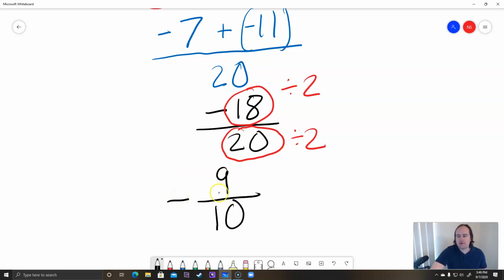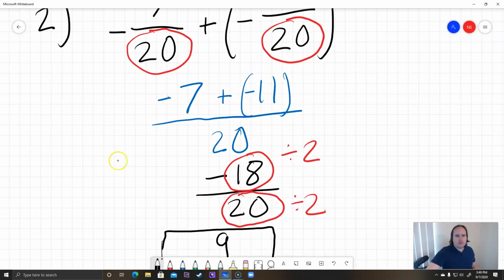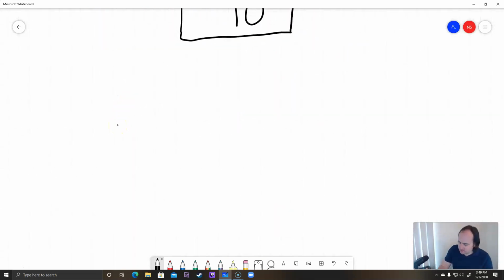Okay, but there's no common factors for 9 and 10, so that means we're done. Okay, so our answer is -9 over 10. Okay, cool. So that was problem number 2. Example number 2.